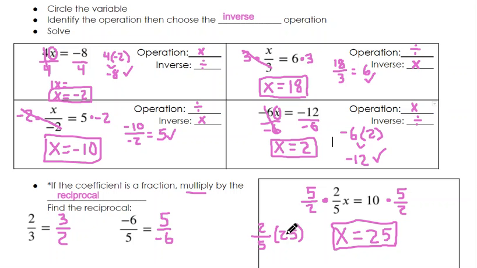2 times 25 gives me 50. 50 divided by 5 gives me 10. And that is what they wanted it to equal, because it says equals 10. So I know I got it right.